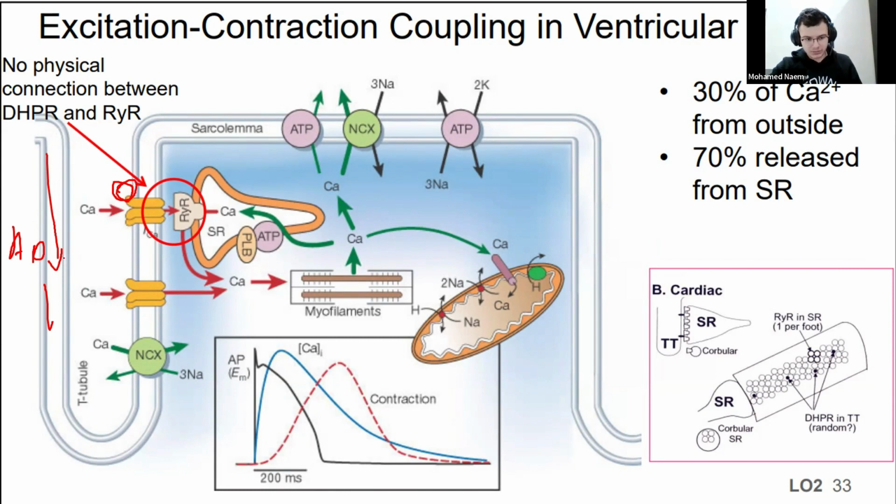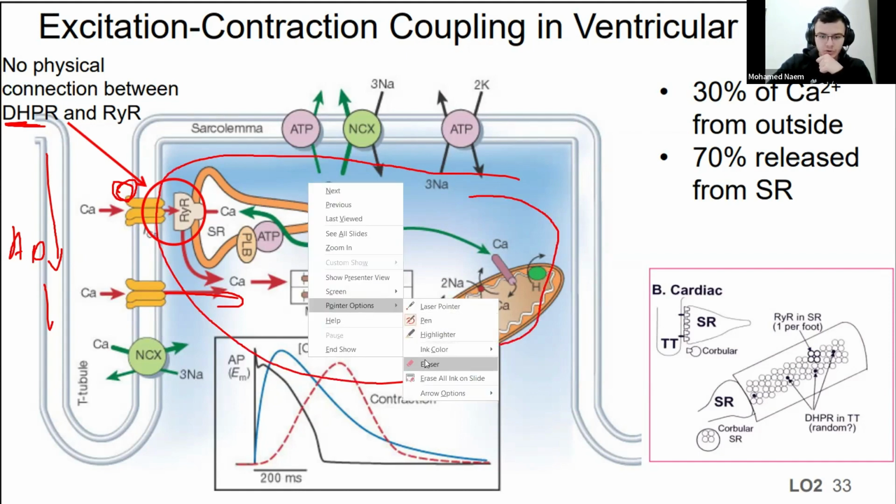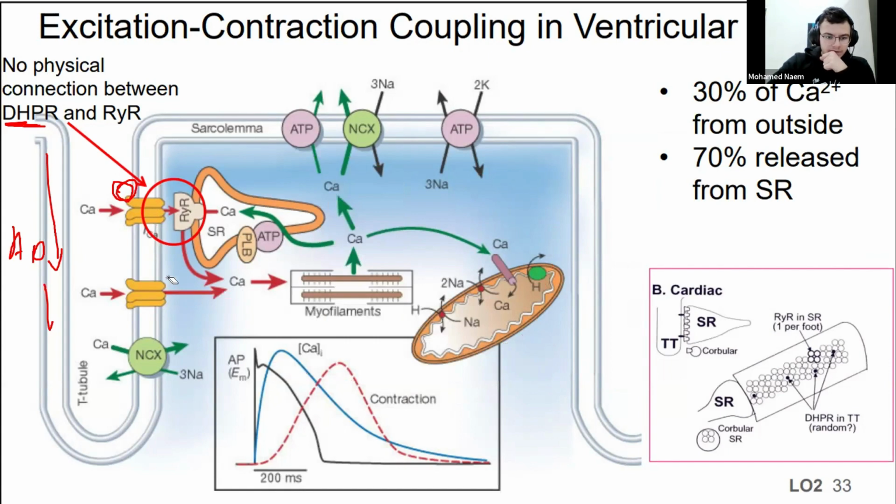So the action potential comes all the way here. It stimulates the DHPR receptor, and the calcium channels open. And now calcium is getting pumped inside the cell. See, this is the cytoplasm. This is the whole cytoplasm, and this is the SR, okay?